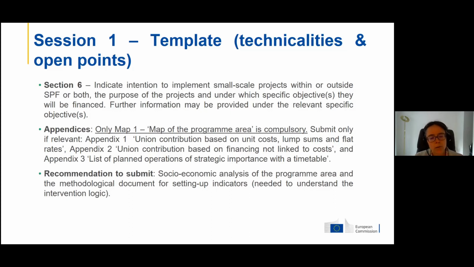The same goes for Appendix 2, which is the union contribution based on financing not linked to costs, and also Appendix 3, which is a list of planned operations of strategic importance with a timetable. These are not compulsory. And finally, these were the formal appendices which are indicated in the program template.